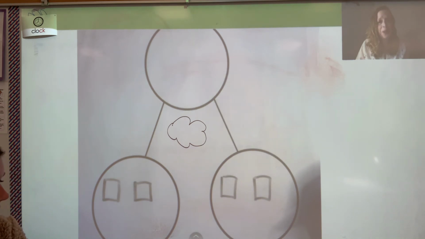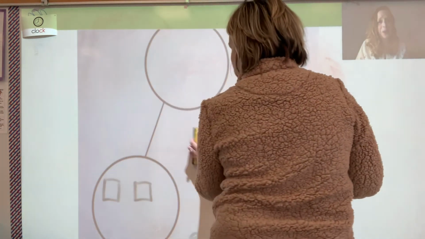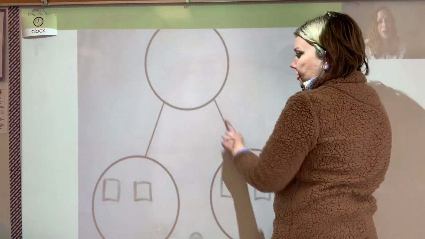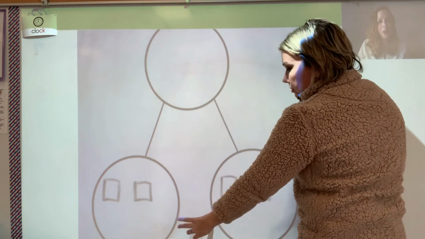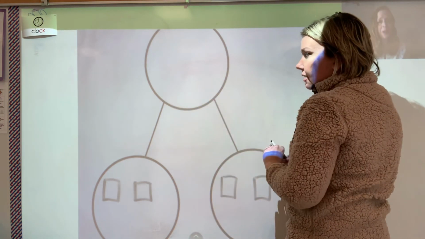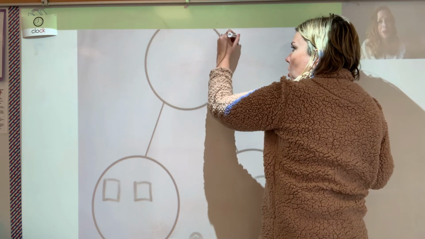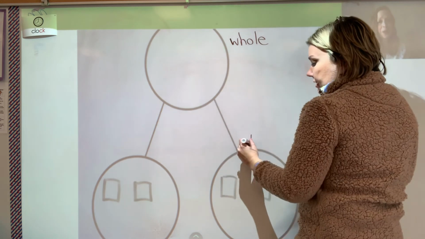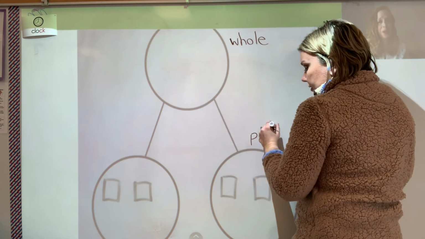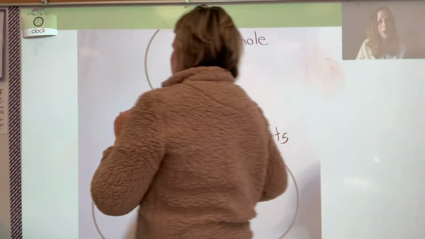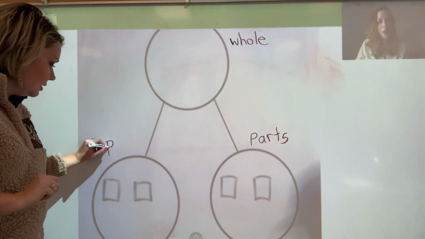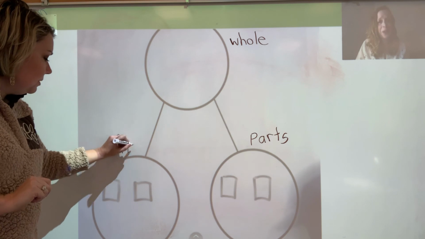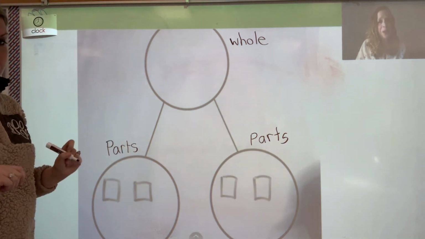Anya? At the top circle. Right. The circle where the two paths come together is always going to be where you put your squares together. This is called the whole. The whole. These are the parts, and you're always going to take your two parts and put them together in the whole.